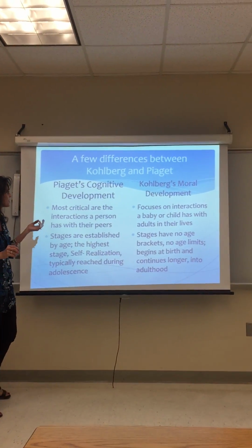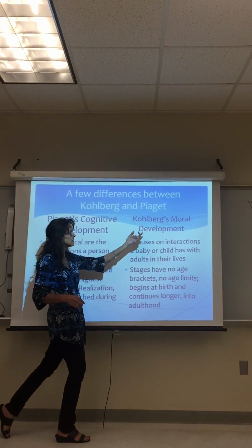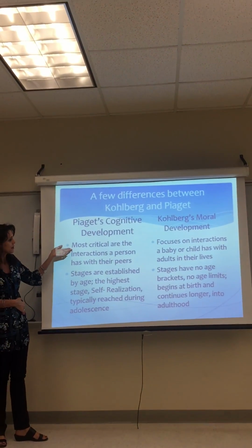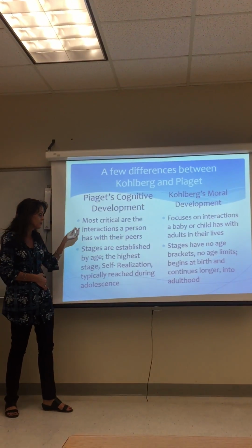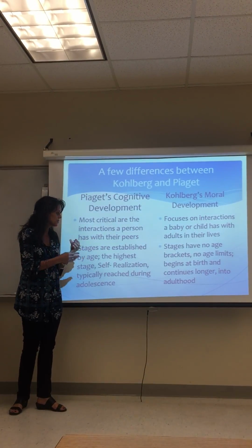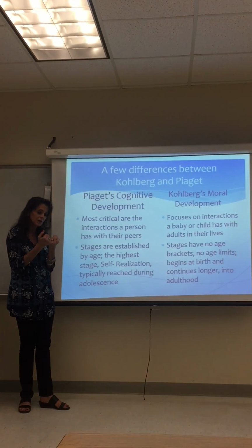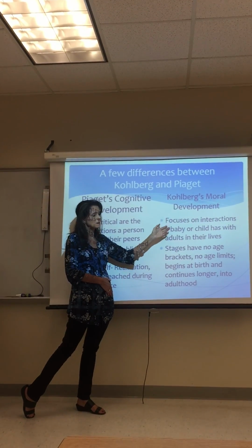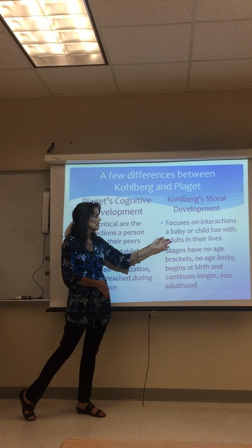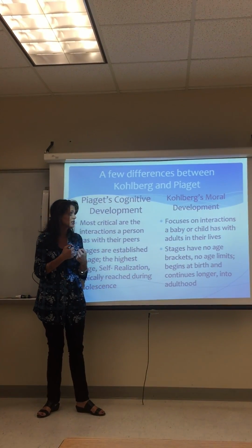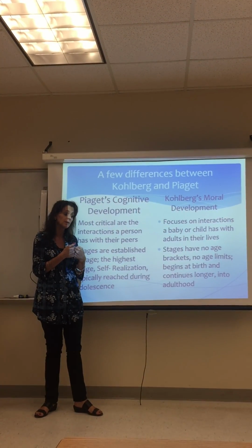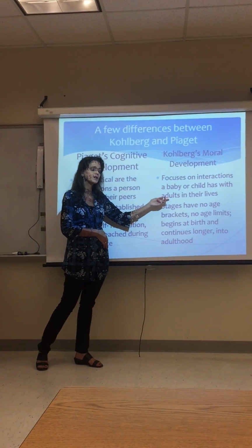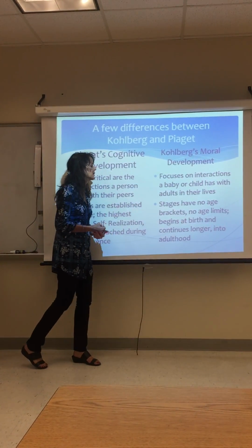And just a couple of differences between Piaget's cognitive development and Kohlberg's moral development are that Piaget's feeling was that most interaction occurs with peers, and that peer interaction is very critical, whereas in Kohlberg's view, especially at a toddler or young formative age, the focus of the interaction is more dealing with a baby or a child and how they interact with an adult and a perceived adult of authority.